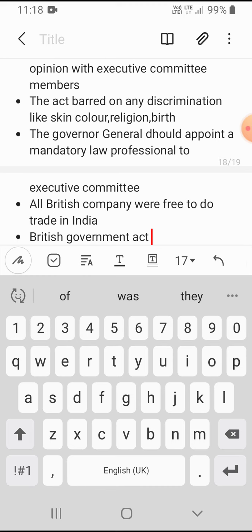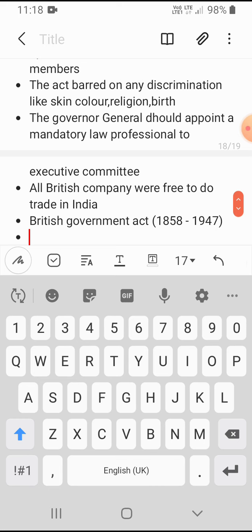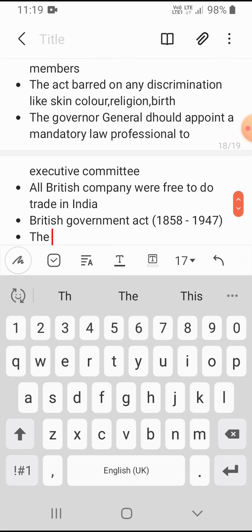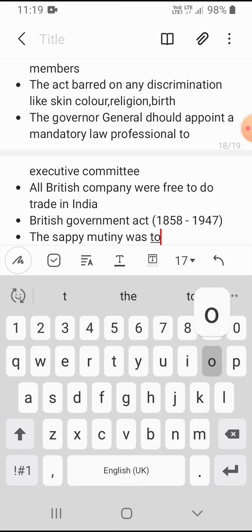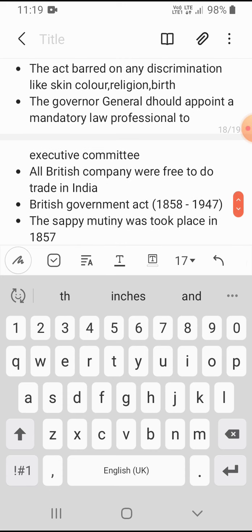The British Government Act was from 1858 to 1947. And let's come to this. As you know, the Sipai Mutiny, or First War of Indian Independence, took place in 1857, as you all know.